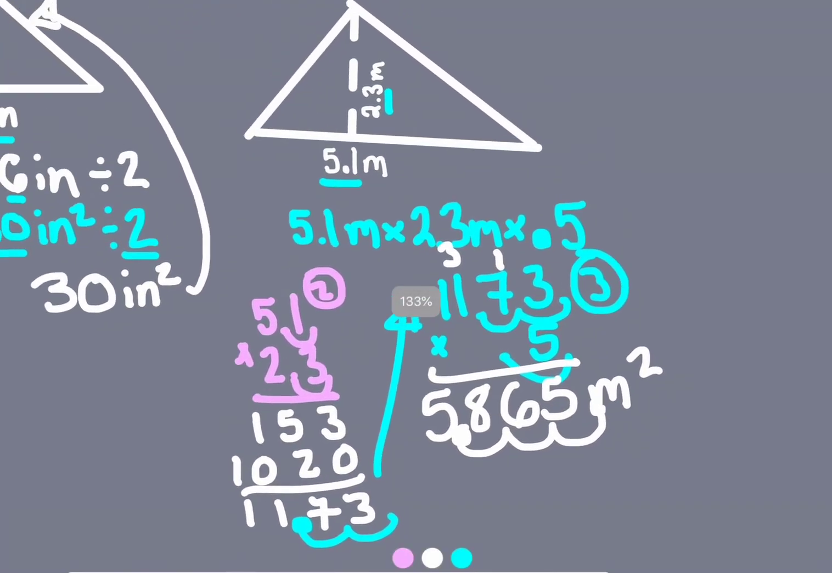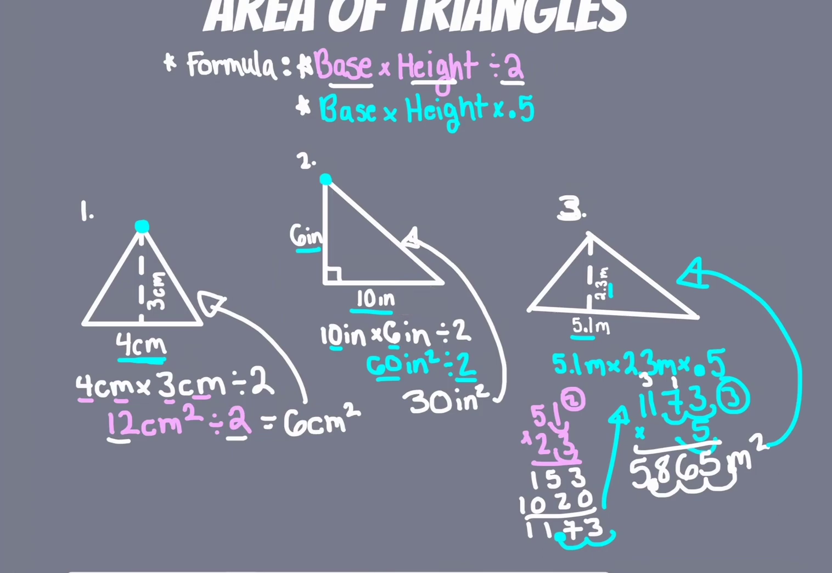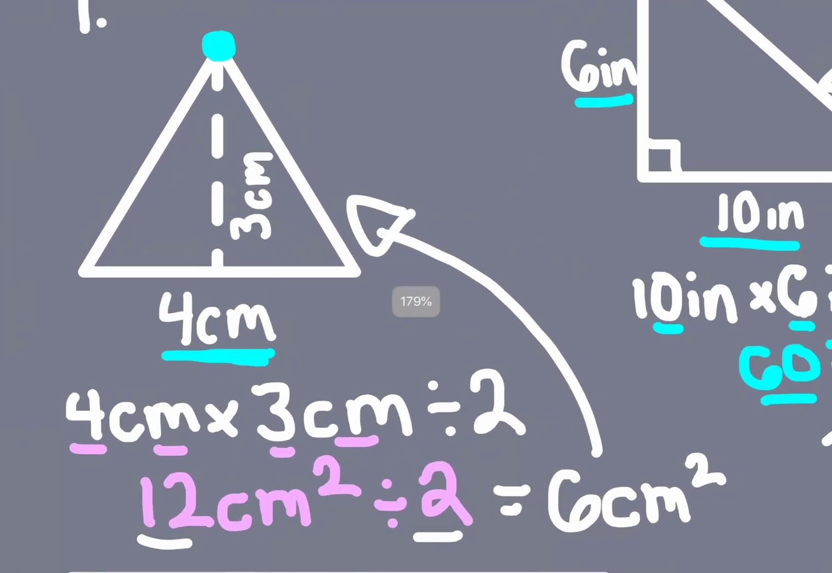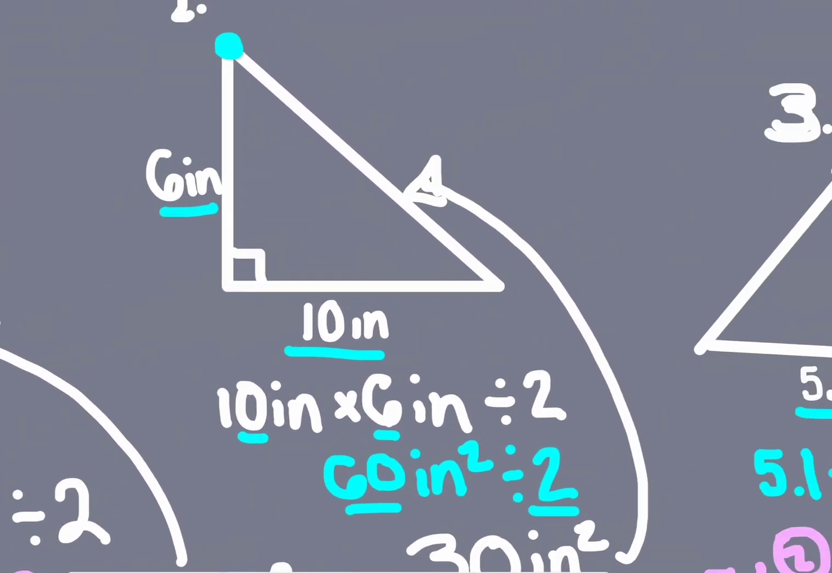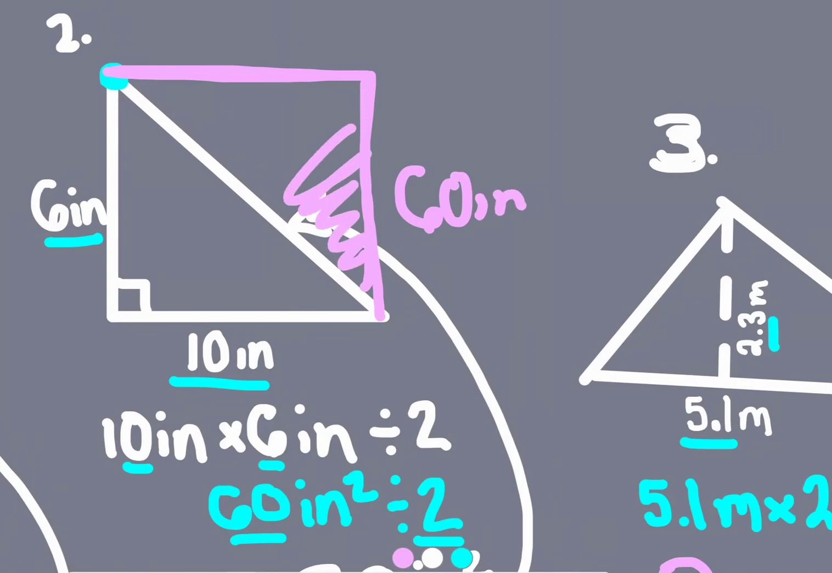Zoom back out. That's my area for this triangle. Now going back to what I said at the very beginning, why does this work the way it does? Why do we divide it by 2, really? I'll use this triangle, just a little bit easier to see. Now this triangle, at the end when we're finding our area, we had to divide it by 2. Why is that? Well, imagine this triangle was not a triangle and I made it a rectangle, even though it looks like a square. 10 by 6 would be 60 inches, so that means that half of 60 is 30. That's why you divide it by 2.